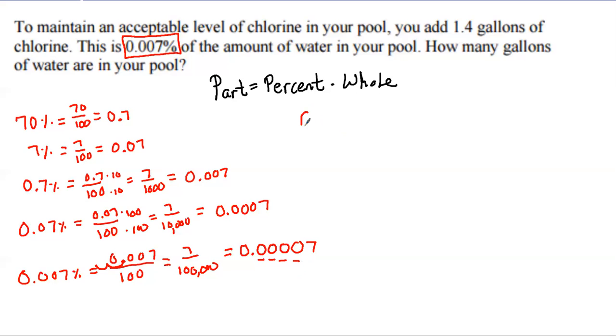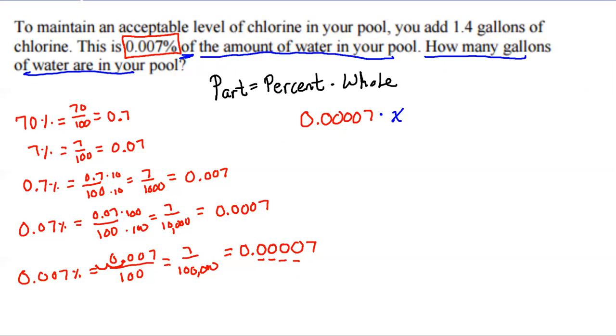Okay, so let's fill in my percent in decimal form. So I have 0.00007. All right, so now I've got to figure out my part and my whole. We've talked about this in previous videos, but whenever I see "of," the stuff after that is your whole amount. Of what whole amount? Of what total? Of the amount of water in your pool. So the amount of water in my pool is my whole amount, and this question is asking for that. How many gallons of water are in your pool? So my whole amount is what I'm looking for.